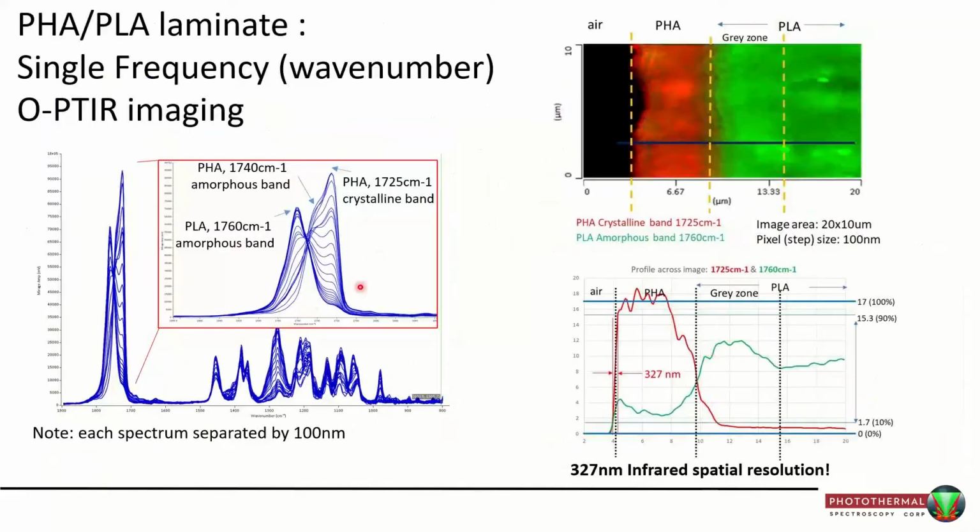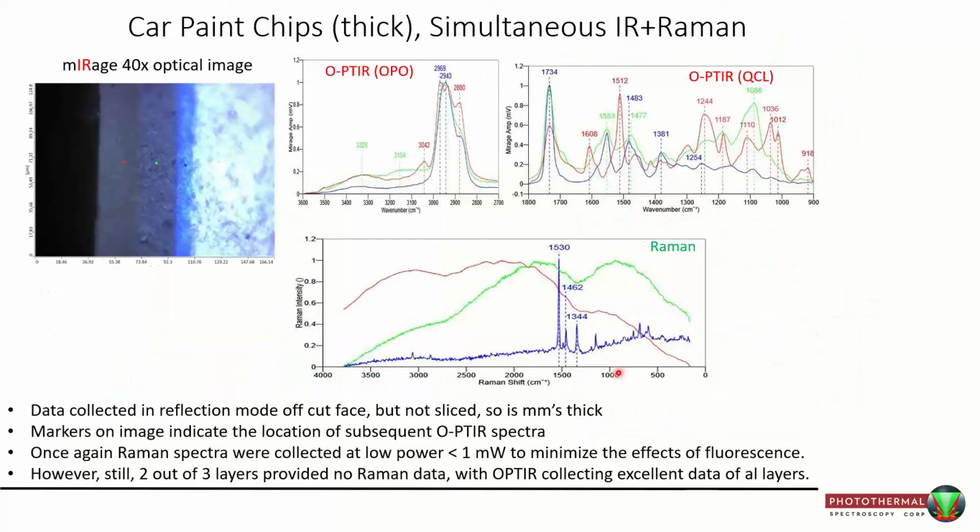And if I zoom into the O-PTIR, into the IR, the O-PTIR measurements, you can really see how even at 100 nanometer steps, we're actually seeing significant spectral differences across that boundary as we change from crystalline to more amorphous features. And I've just plotted a cross section across this single frequency image, just to highlight that the boundary is fairly diffuse, but the air to polymer boundary is actually pretty sharp at 327 nanometers.